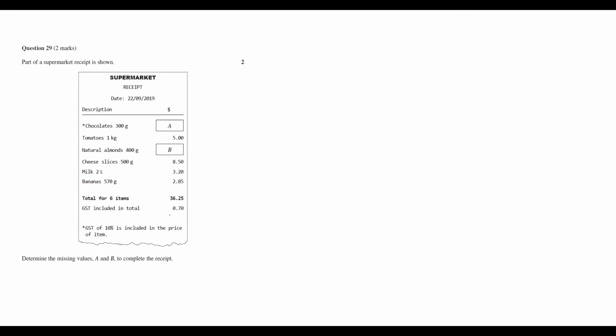So that means 70 cents is equal to the GST included in item A for the chocolates. If the GST is equal to 0.7, which is 10% of what the actual item costs, then A must be equal to $7.70, since 10% of $7 is 70 cents. So A is equal to $7.70. Now we know everything else, and we know that the total is $36.25.